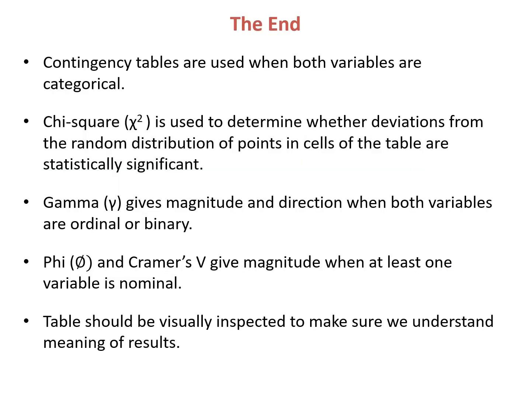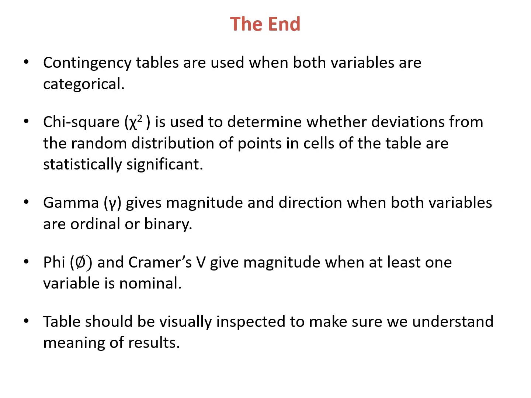In this presentation, we learned about the analysis of contingency tables, which are used when both variables are categorical. Chi-square is used to determine whether deviations from the random distribution of points in cells of a table are statistically significant. Gamma and Kendall's tau b give magnitude and direction when both variables are ordinal or binary. Phi and Cramér's V give effect sizes when at least one variable is nominal.